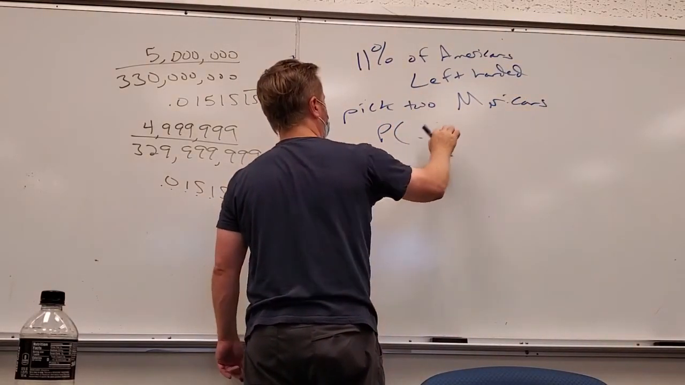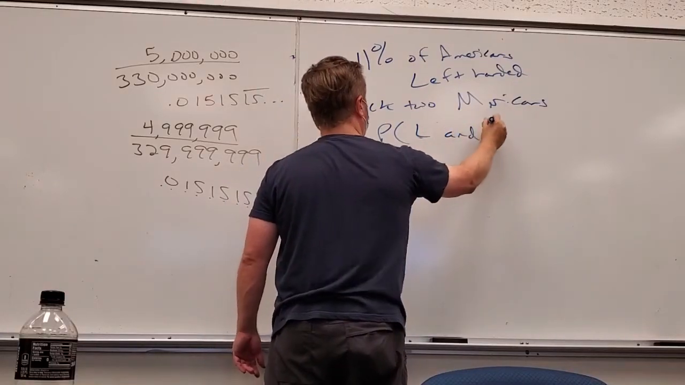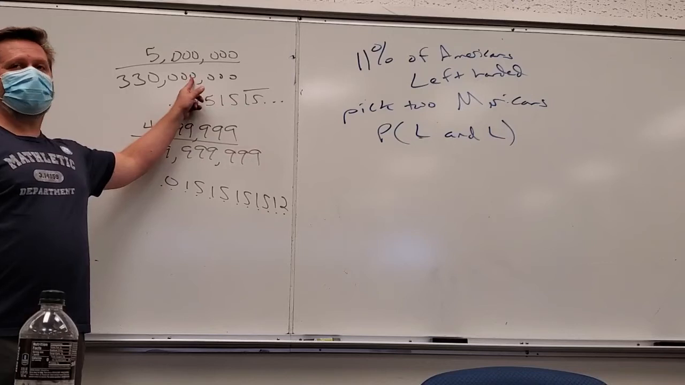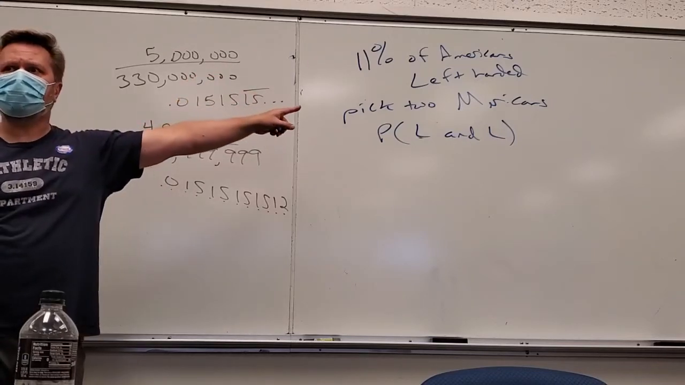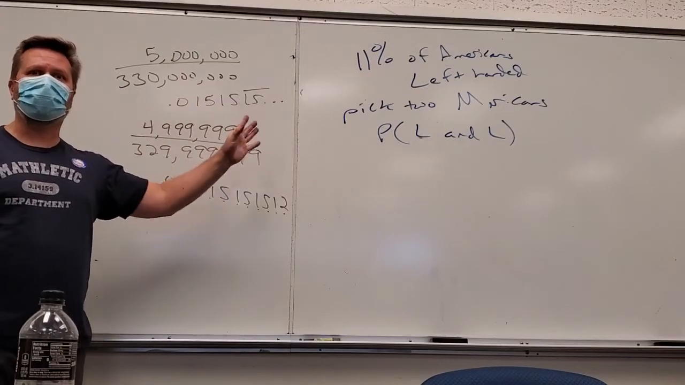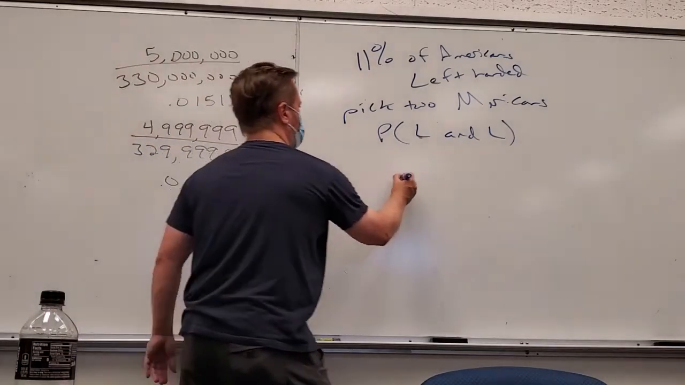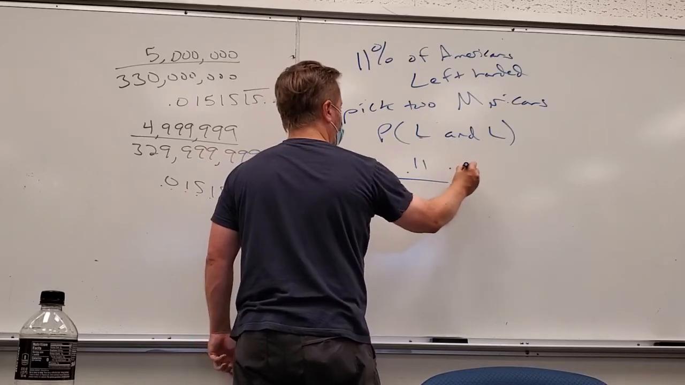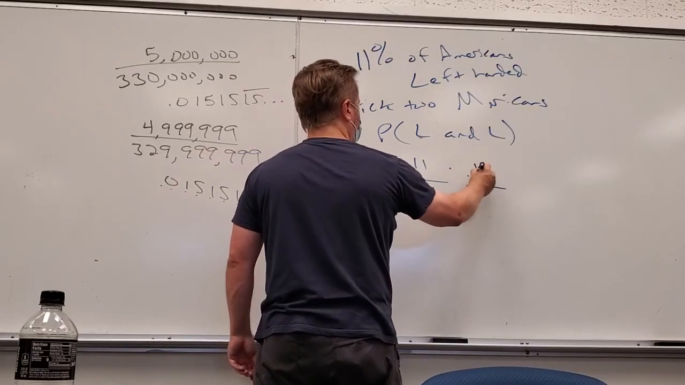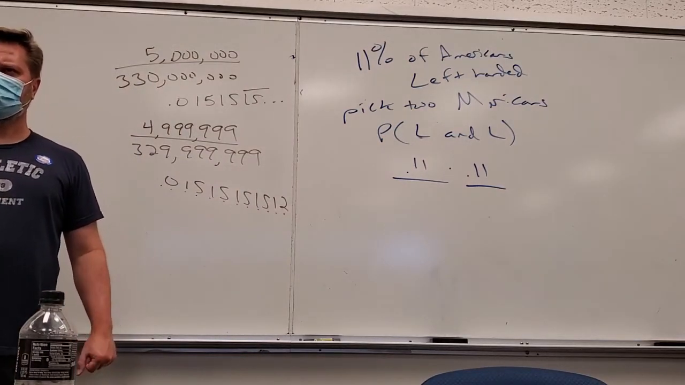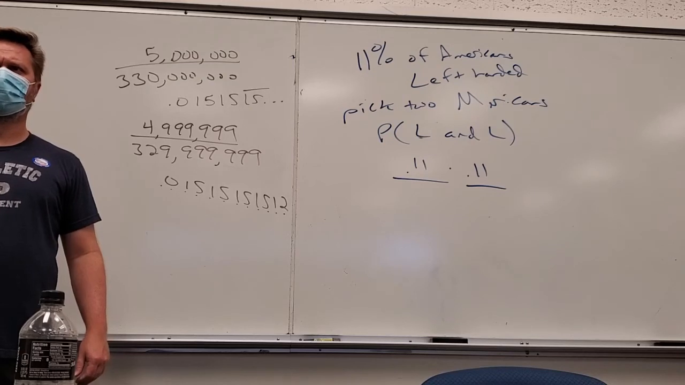I'll do it like this. Lefty and a lefty. Thank God I don't have to do the fractions. I really want you to understand how big is the population here? 330 million, yes? So I do not have to write the fractions. What can I do? What's the probability the first one's left-handed? 11%. Times, it's probably the second one's left-handed. About 11%. Maybe? Yes? No?